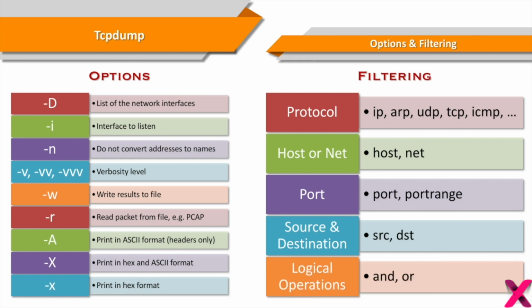So, of course, you can use more than one filter in a command and set up the relation using and or or as logical operators. For example, host is 1.1.1.1 and port is 80.